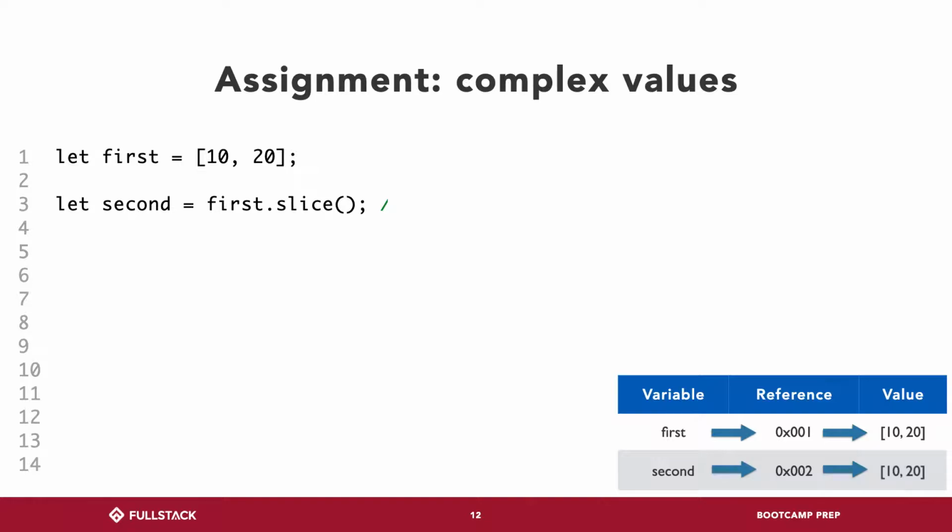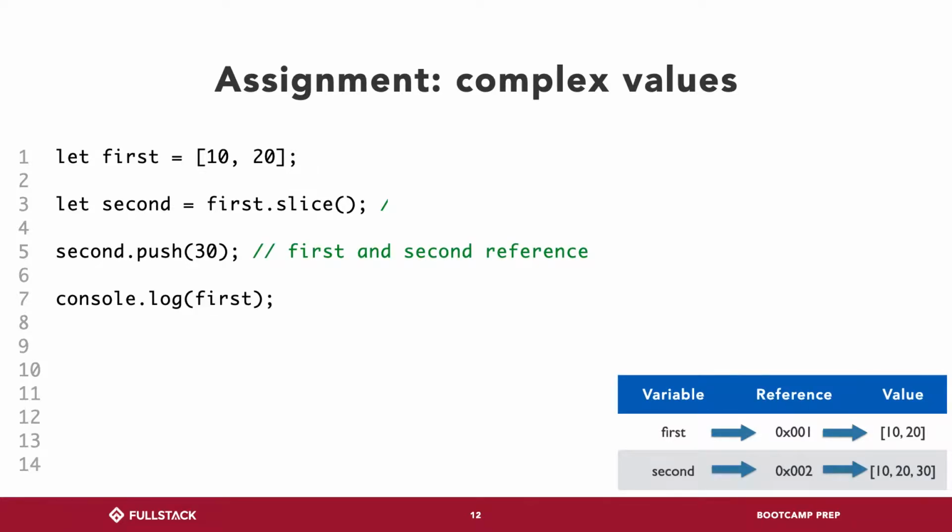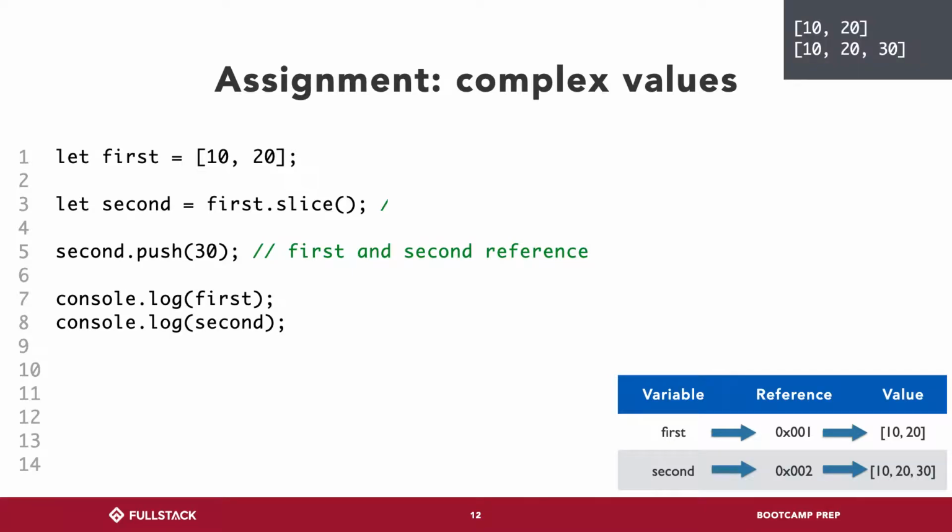Does everyone get that? Cool. So now, if you push 30 in, only second gets updated, and first is not, because they're referencing different arrays, because slice makes a copy.